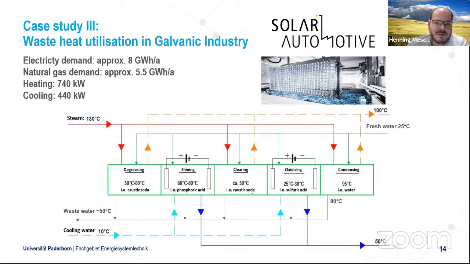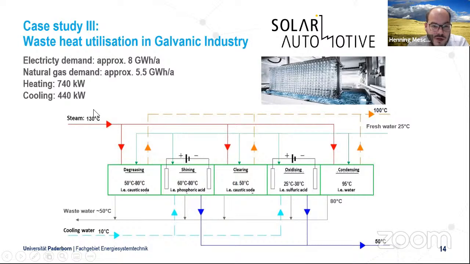So you see a case study from the galvanic industry. Galvanic industry means that we have a lot of baths, and some we have to heat up, some we have to cool down. It's mainly a washing process. Then we have another process, washing. Then we have the other process. And you see that we have, in this case, 3 baths: the degreasing, clearing, and condensing. So we have to heat them up.